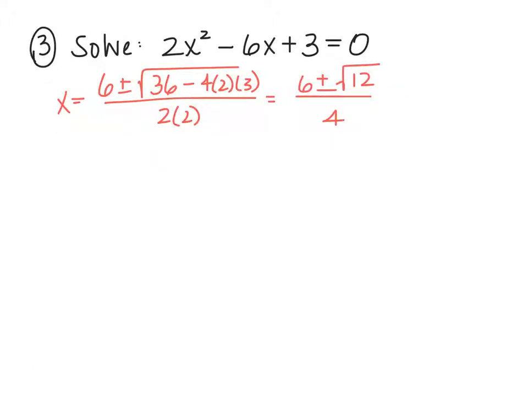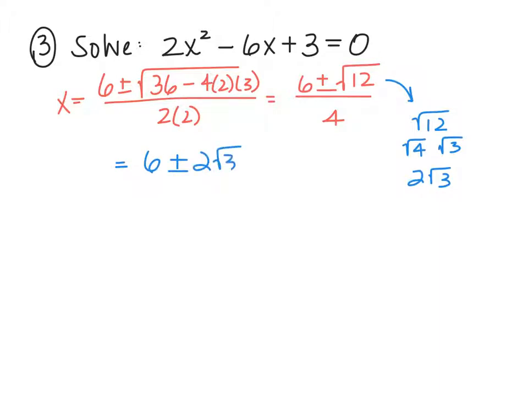All right, so I'm going to start the same place that I did on the previous example. Now this 12, we learned today how to break that down. All right, square root of 12, if I'm looking for perfect squares, those are 4 and 3. And the square root of 4 is perfect. It's 2 square root 3. So I'm going to rewrite this as 6 plus or minus 2 square root 3 over 4. And then I can simplify that.